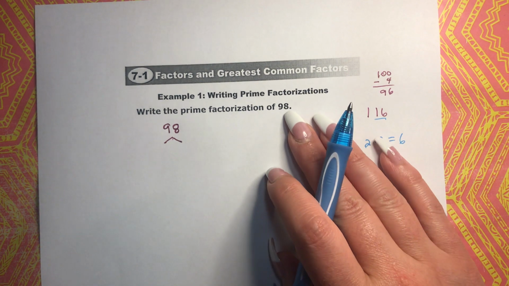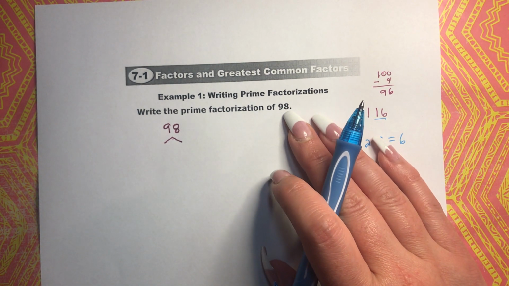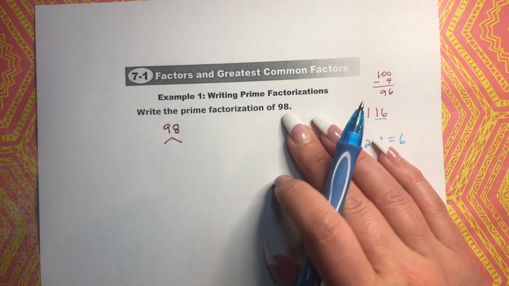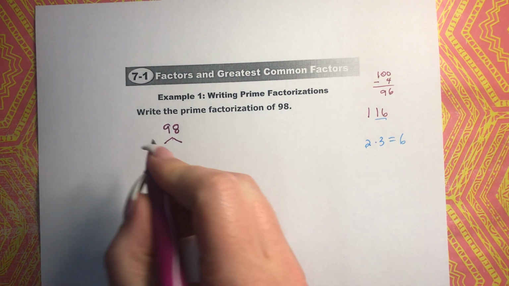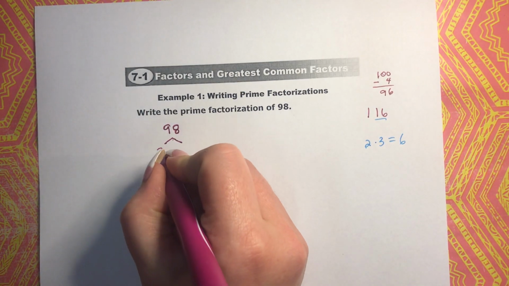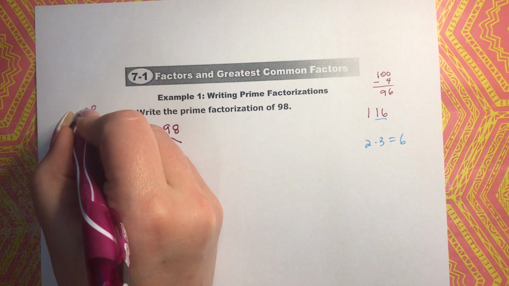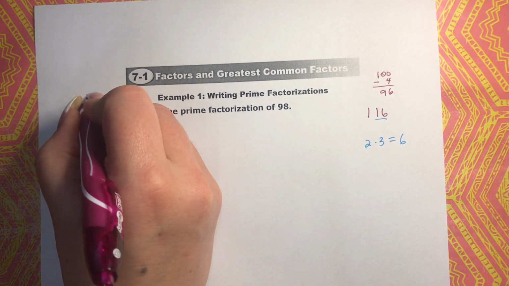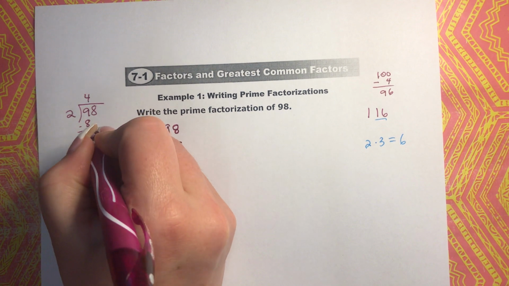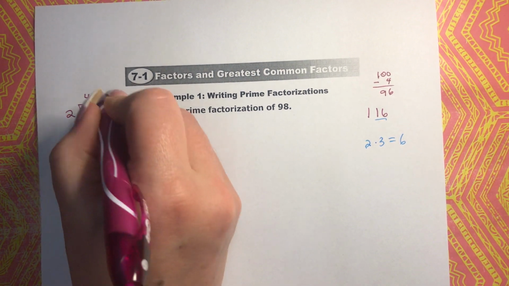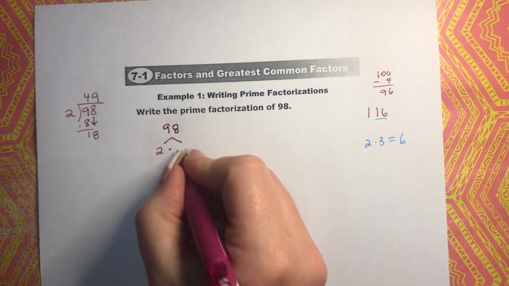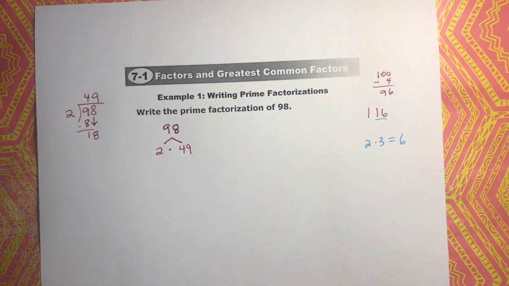Okay, so let's look at this. Out of all those rules, the one that I remember is it being even. So I know it's going to be 2 times, 98 divided by 2. 2 goes in there 4 times. 4 times 2 is 8. Drop the 8, and 9. So basically 2 times 49.